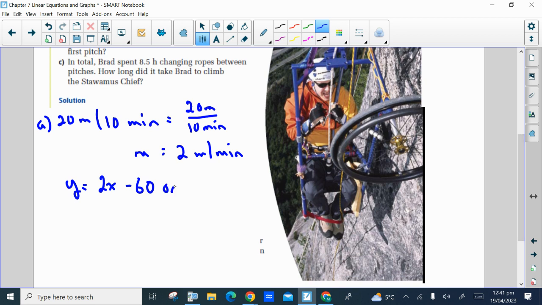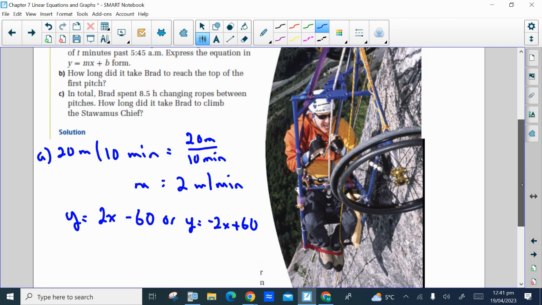Or you could also write it as y equals negative 2x plus 60. Again, if you let x equal 10 minutes, negative 2 times 10 is negative 20. Negative 20 plus 60 is your 40. 40 meters away from the first pitch. Either one would work. Either the slope is negative and the y-intercept is positive, or the slope is positive and the y-intercept is negative. It doesn't matter. One will give you a negative value for how far you are away from the top of the first pitch. One will give you a positive value, but they both mean the same thing. So it doesn't matter. Either one of these works.